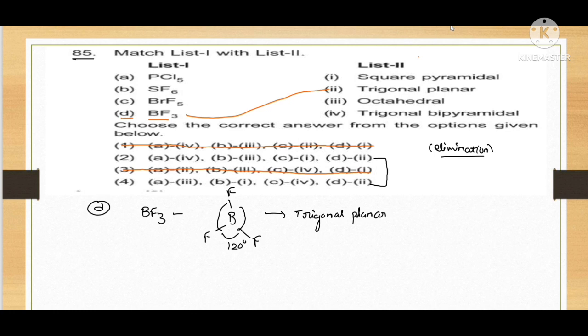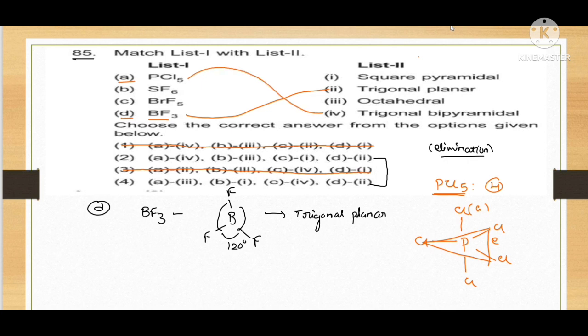Now let us see the simplest one, that is A. We all know PCl5. Why? Because it is an important form of question in intermediate. It has Cl, Cl, Cl, Cl, bond Cl. These three chlorines are equatorial, these two chlorines are axial. We conclude that PCl5 is a trigonal bipyramidal structure. That means A is matched with 4.